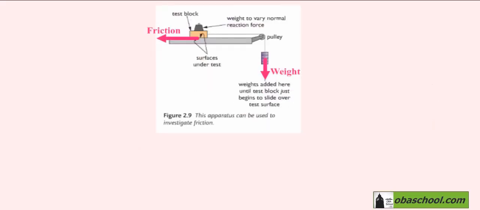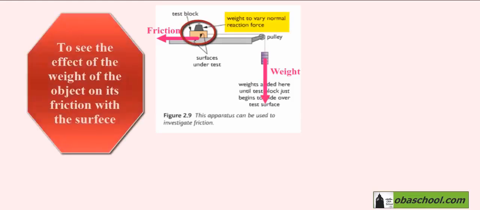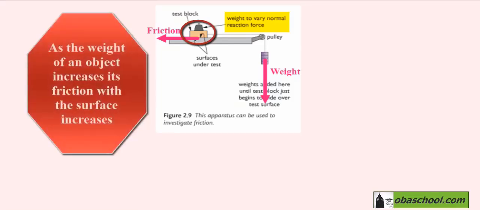And if the weights aren't able to move the block, this means that the friction force is bigger than the weight force. In this case, all we have to do is increase the weights. We can also repeat this experiment by changing the weight on the block to see the effect of the weight of the object on its friction force. As the weight of an object increases, its friction with the surface increases.